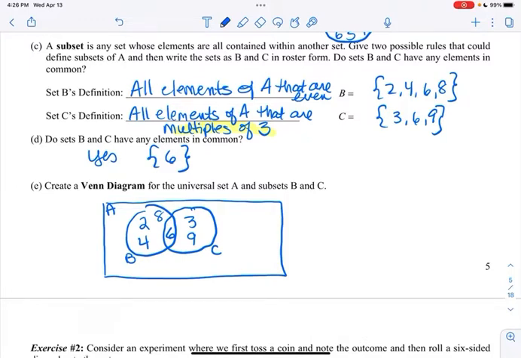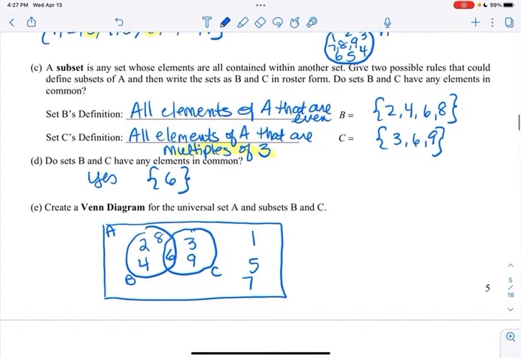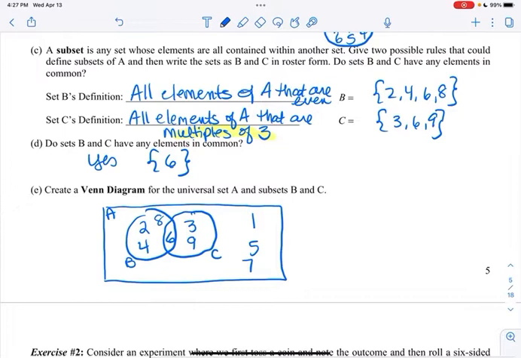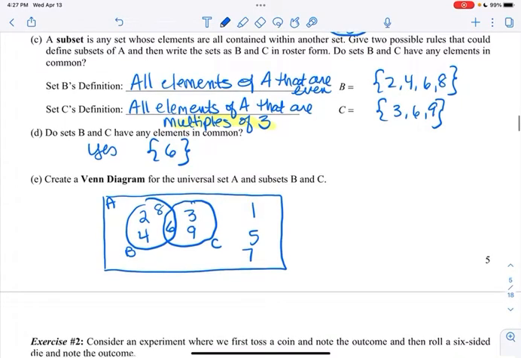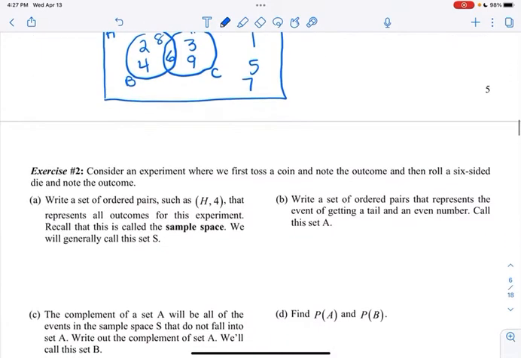Now, what are the numbers that are also in A that I haven't listed yet? The 1, the 5, and the 7. So basically, everything in the rectangle are all the elements of A. I got 1, 2, 3, 4, 5, 6, 7, 8, 9. The ones that are in A but are even are in the B circle. The ones that are multiples of 3 are in the C circle, and then the one that is both even and a multiple of 3 is where they overlap. All right, so that's sort of how Venn diagrams work. All right, let's flip this over.